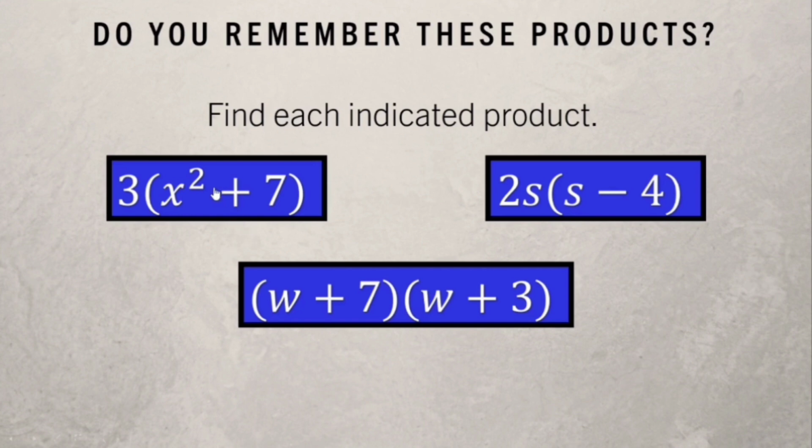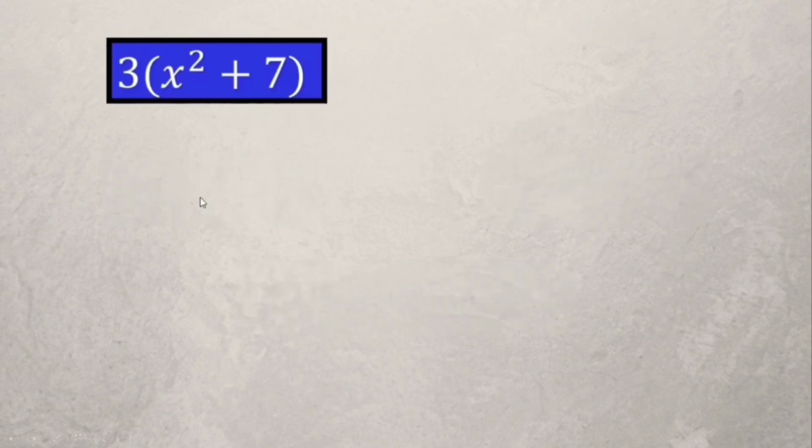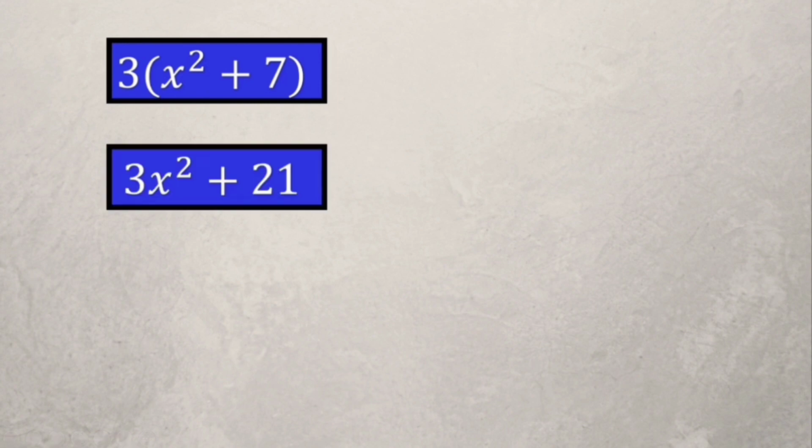Let's have first the first expression. We have 3 multiplied by x squared plus 7. The correct answer is 3x squared plus 21. How come? By applying the distributive property of multiplication, we're going to multiply 3 to the first term of our binomial. We have 3 multiplied by x squared, which is 3x squared. And then multiply 3 to the second term of our binomial, which is 7. So 3 multiplied by 7, we have 21. Therefore, the correct answer is 3x squared plus 21.